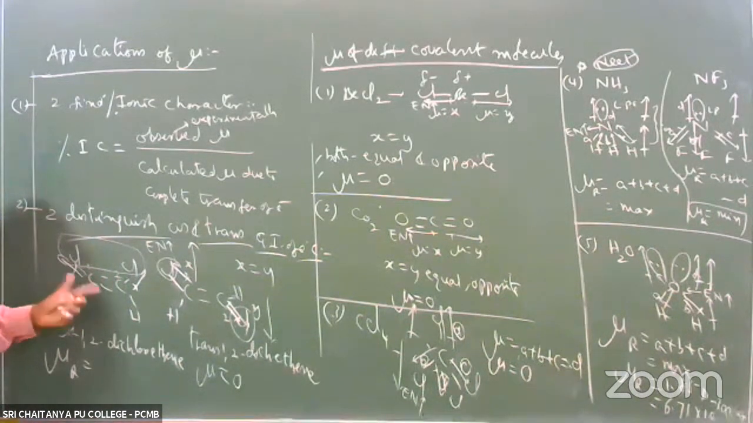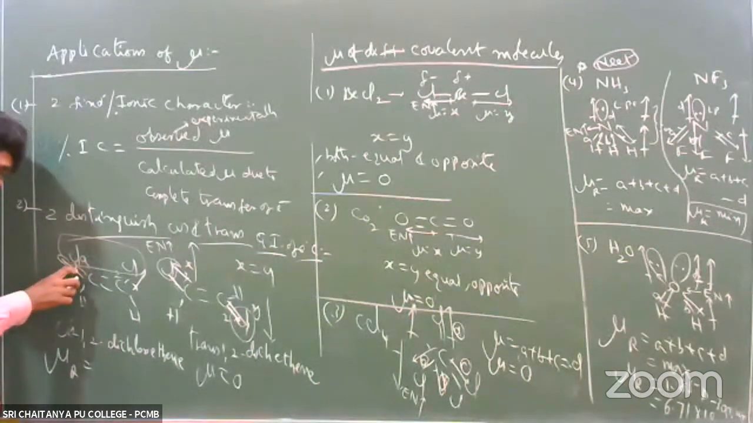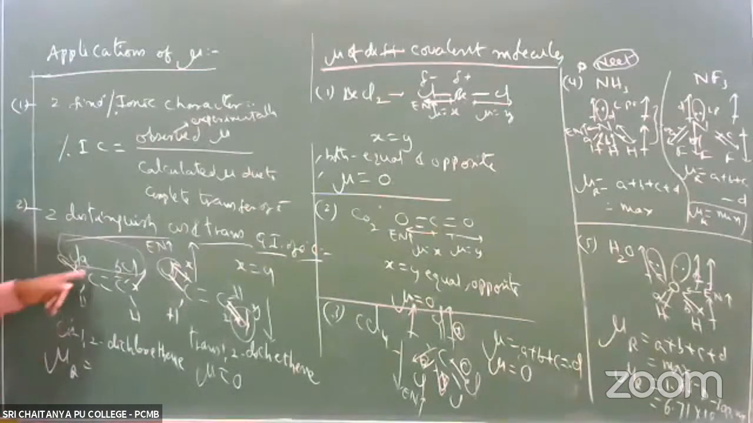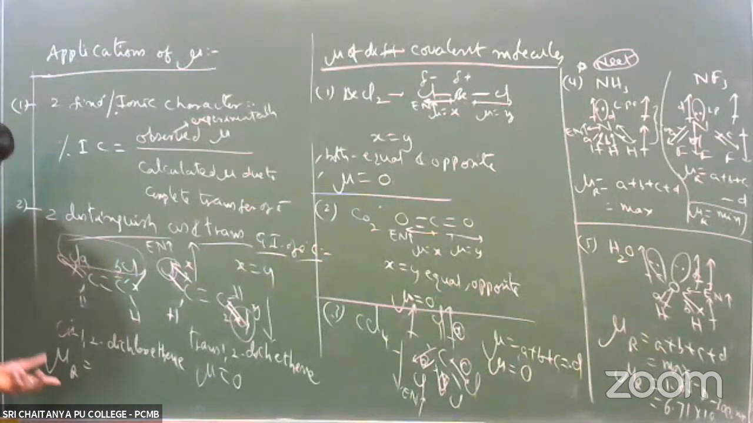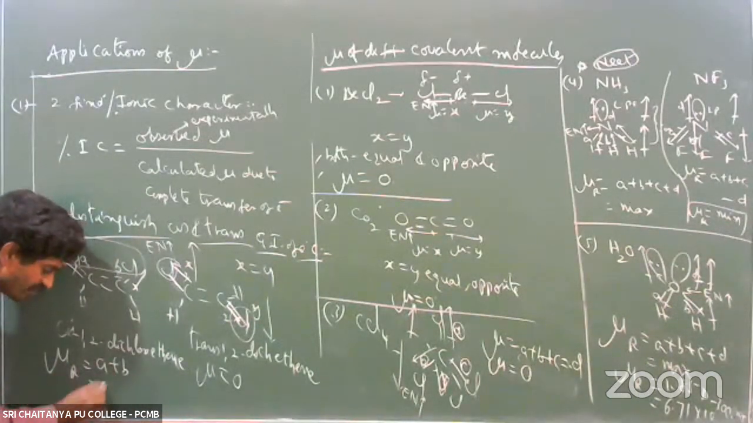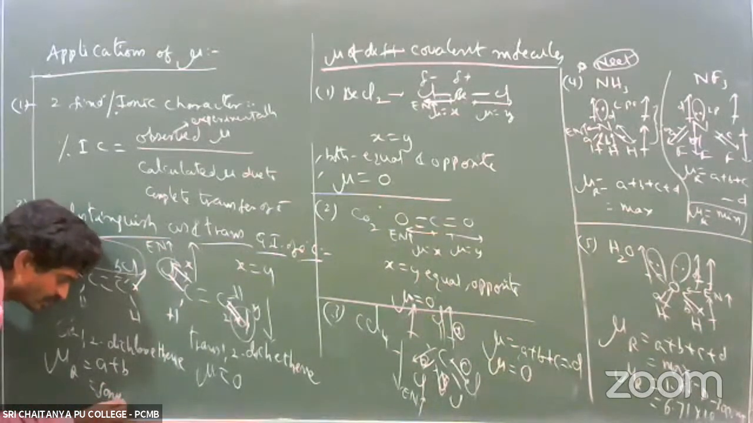That is the sum of the bond moments of A and B. This is the dipole moment A, and this is the dipole moment B. Then the bond moments of A and B give the resultant dipole moment. So the resultant dipole moment is equal to A plus B. You will get some value, it is not 0.